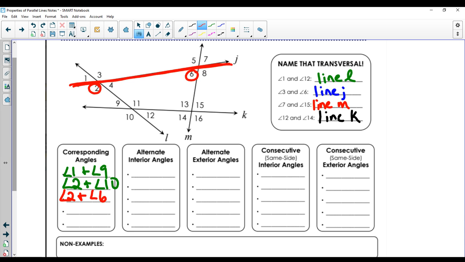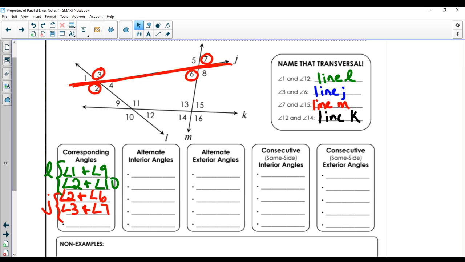So just know that all these relationships I'm pointing out here at the bottom are going to be relative to the specific transversal you're talking about. Okay, so I'll even label that. Like these two were when L was the transversal. Let's do another red one. We would say 3 and 7. They're in the same location in their neighborhood. So we could say angle 3 and angle 7. And these were when J was our transversal. Okay?